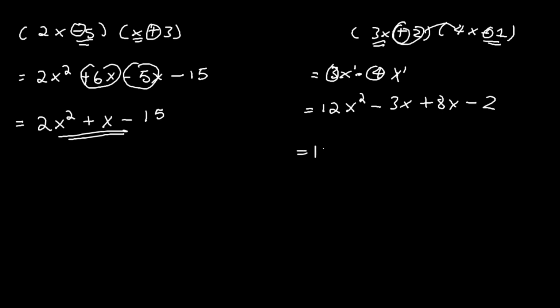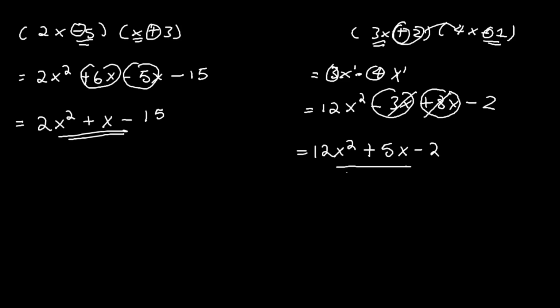Let's go ahead now and look for like terms. Negative 3x and positive 8x are like terms. So we will end up with 5x. Simply rewrite the constant over here, and this is your final answer. Now let's use the FOIL method with a binomial and a trinomial.